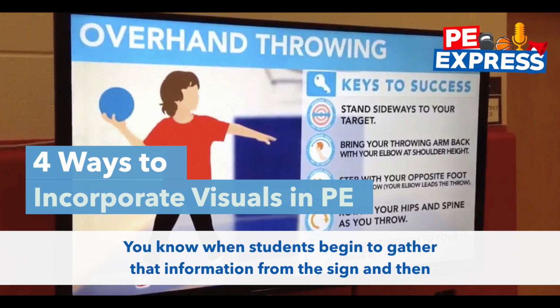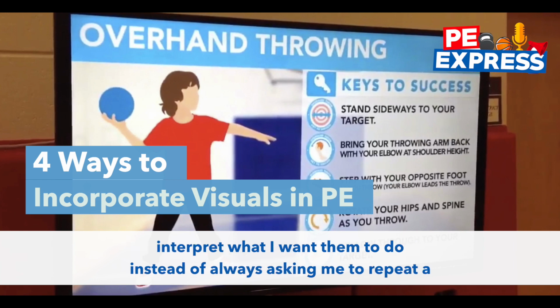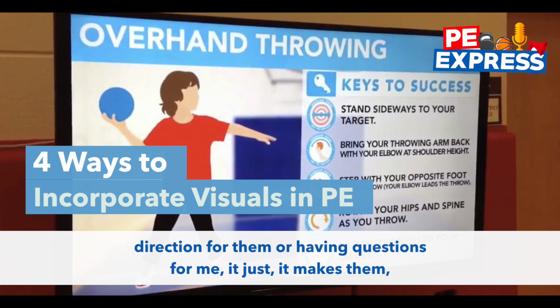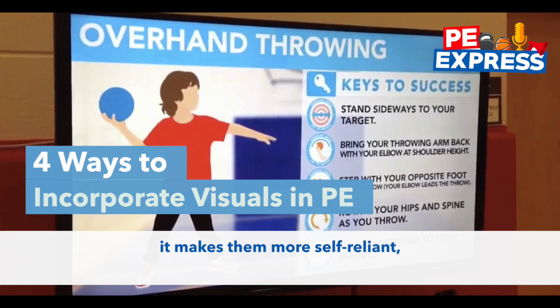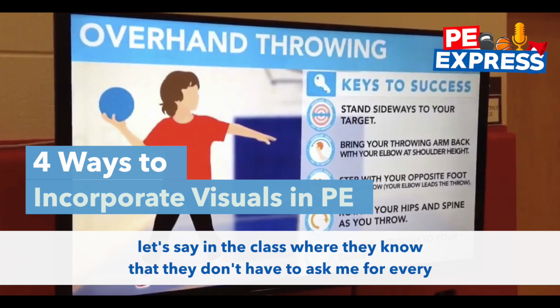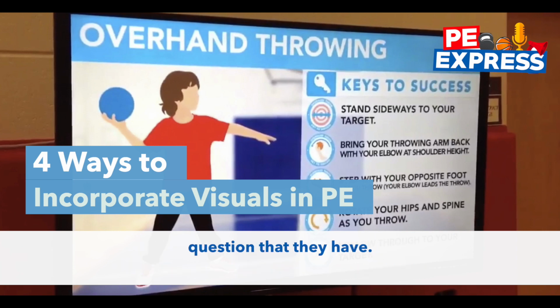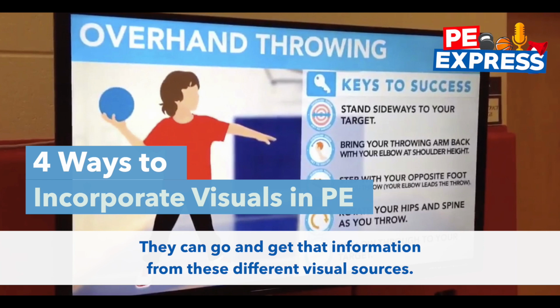When students begin to gather that information from the sign and then interpret what I want them to do, instead of always asking me to repeat a direction for them or having questions for me, it makes them more self-reliant, let's say, in the class, where they know that they don't have to ask me for every question that they have. They can go and get that information from these different visual sources.